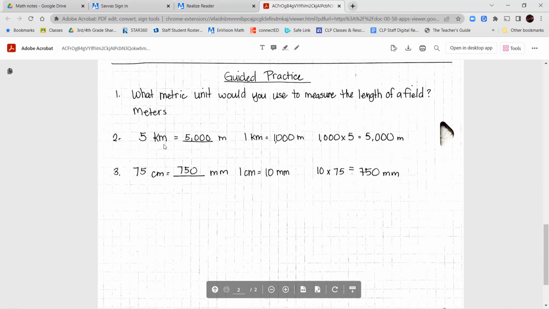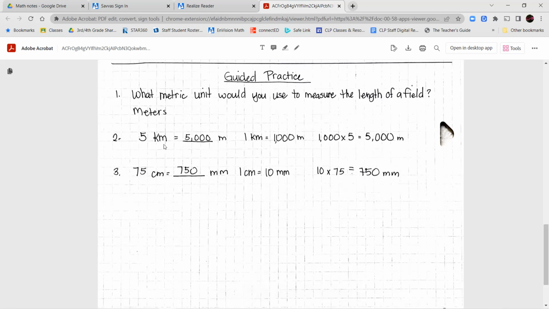For our guided practice, number 1 says, what metric unit would you use to measure the length of a field? So if you're measuring the length of a field, you're using meters. You're not going to use kilometers because that's really, really big. You're going to use kind of a medium-sized unit.